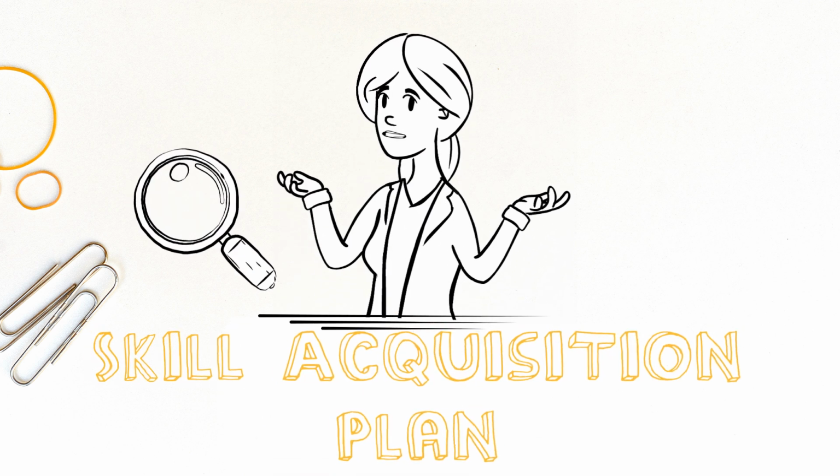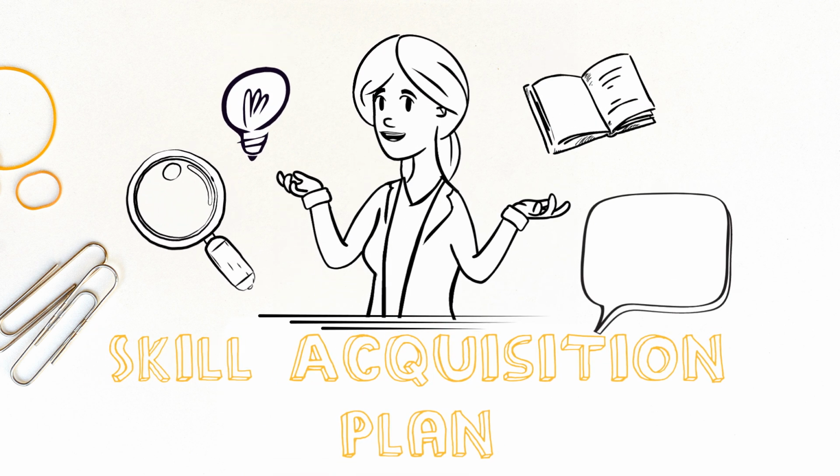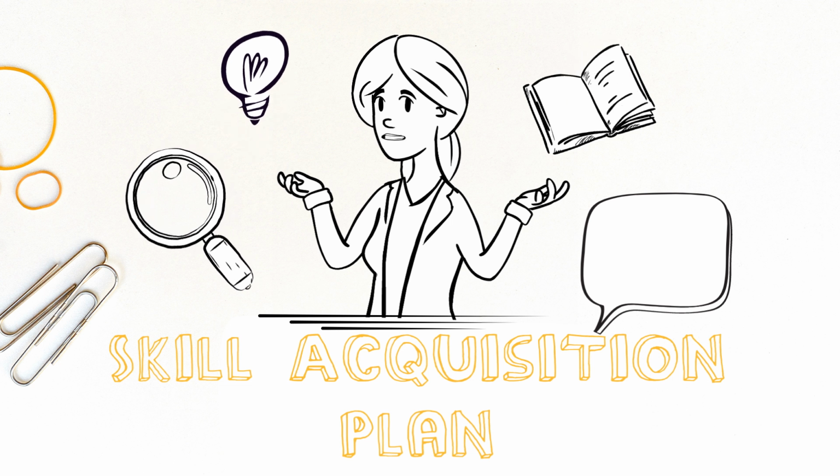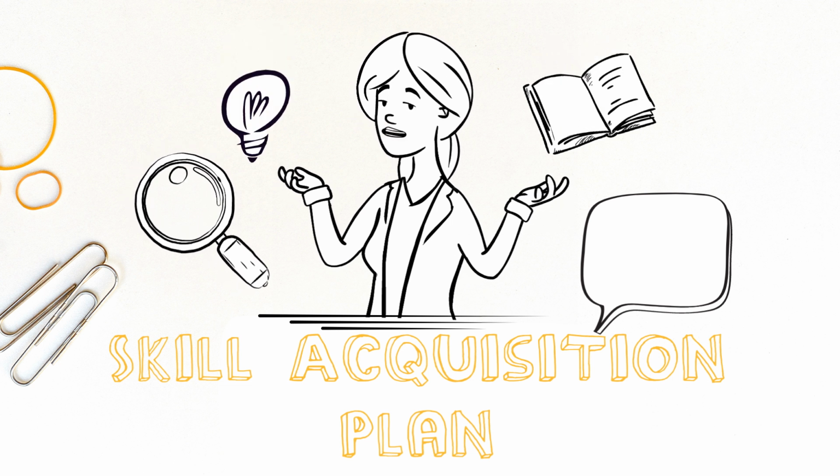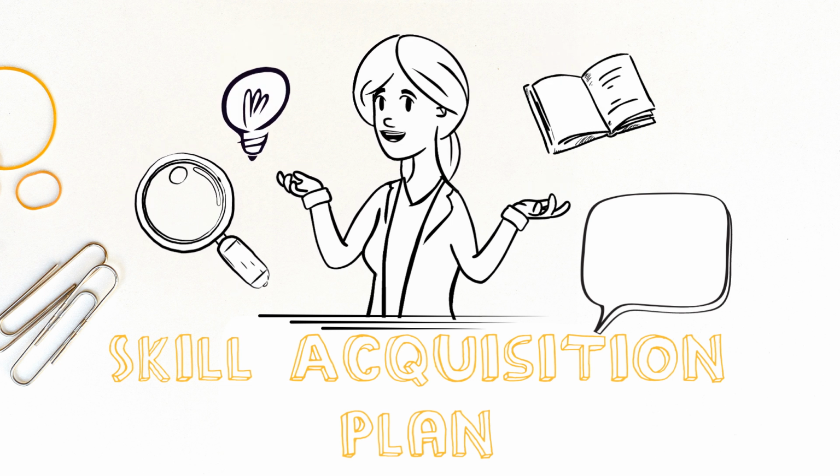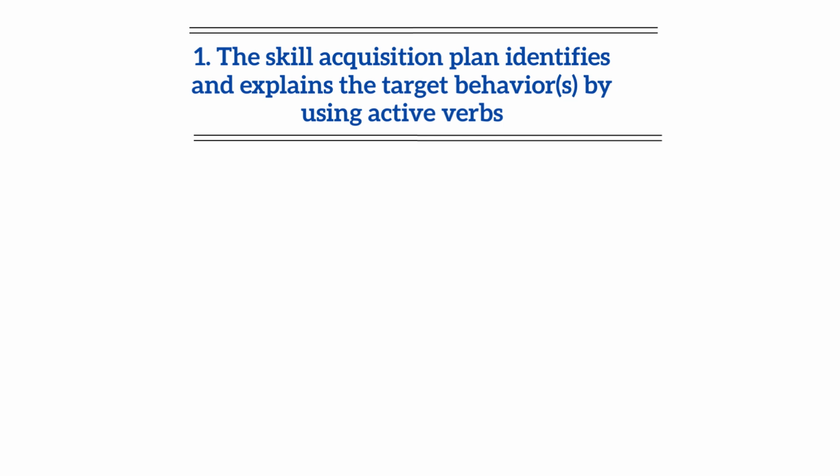Before you begin taking data, you have to review the skill acquisition plan, also referred to as the program binder if your company is not paperless. The plan will have several components that are going to be useful to you. One of the first pieces of information that the skill acquisition plan is going to have are the target behaviors.